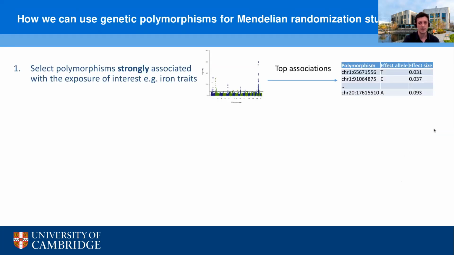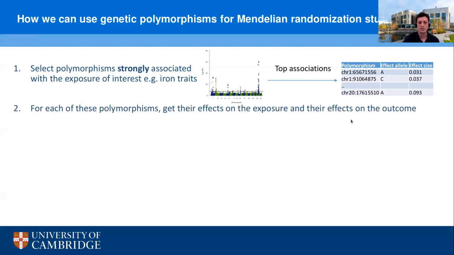And we can perform a Mendelian randomization study using an approach that, at least at the beginning, is very similar to the approach that we use to build polygenic scores. Firstly, we select the polymorphisms associated with the exposure of interest, which can be an iron trait. But in this case, we are interested in those that are strongly associated and possibly causally associated with the exposure of interest. And then again, we select the top associations.